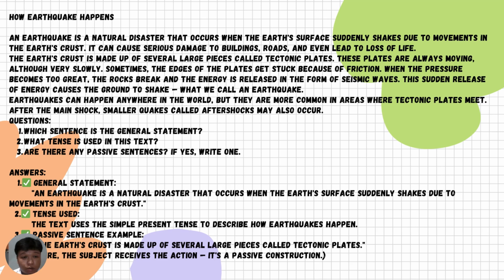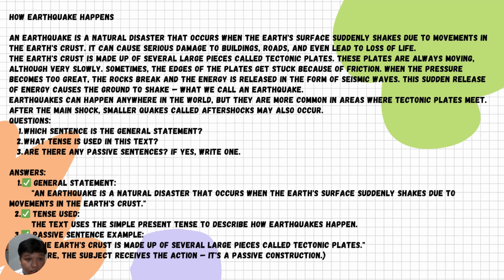Okay, so the answer for the first question, which sentence is the general statement? The answer is: an earthquake is a natural disaster that occurs when the Earth's surface suddenly shakes due to movements in the Earth crust. So the general statement from that text is the first paragraph, or the first sentence.